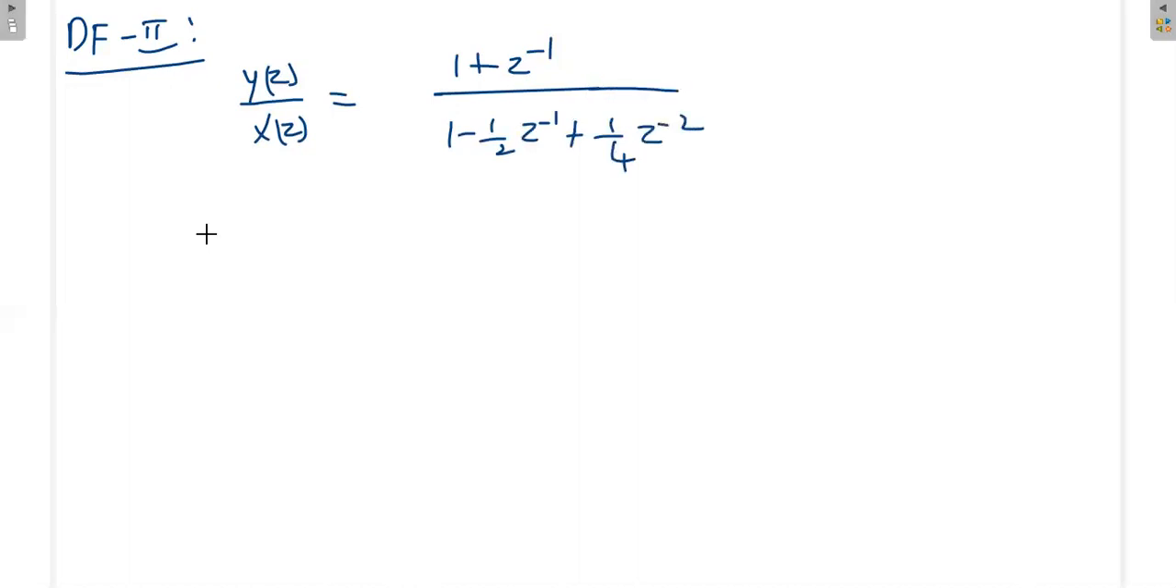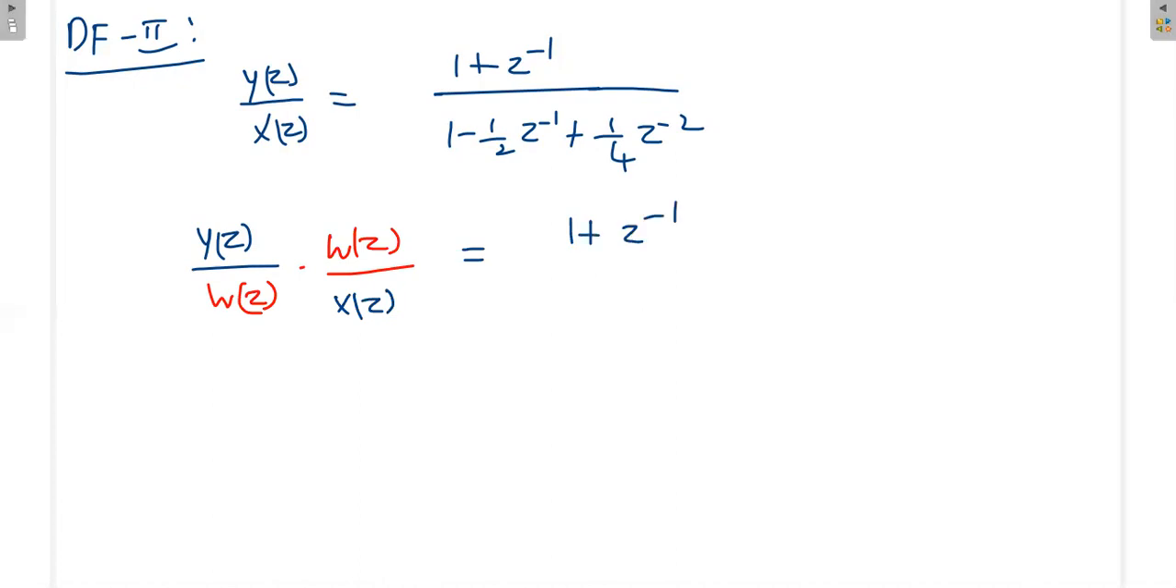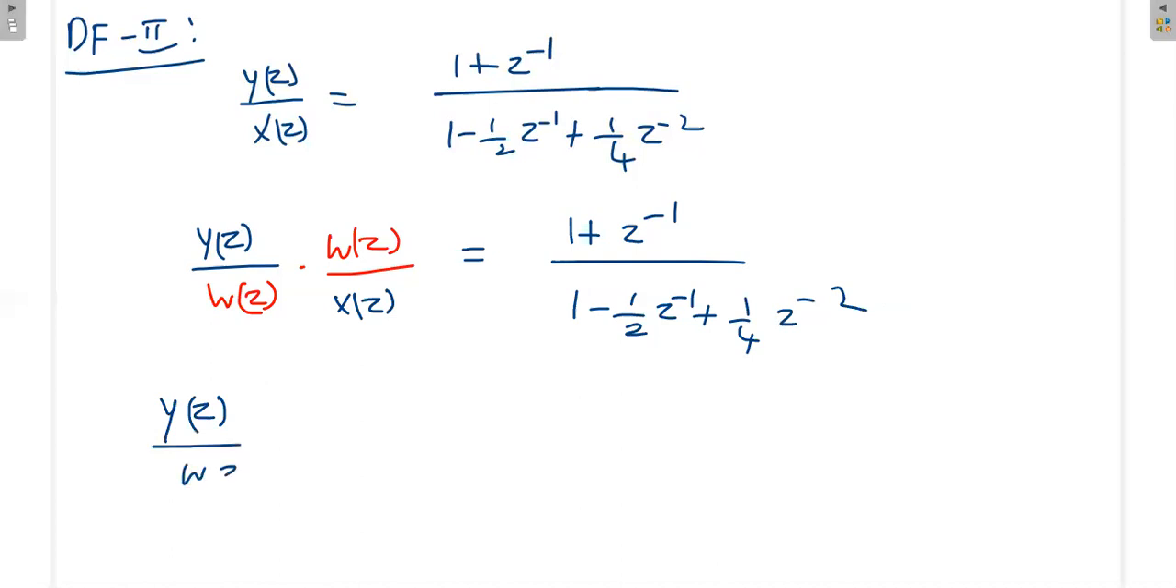We know that for the direct form 2 structure, we'll be assigning the temporary variable like this, y of z divided by w of z, again multiplied with w of z divided by x of z. Okay, so just we are multiplying and dividing by w of z. Then 1 plus z inverse over 1 minus 1 by 2 z inverse plus 1 by 4 z power minus 2. Okay, then what is y of z divided by w of z?